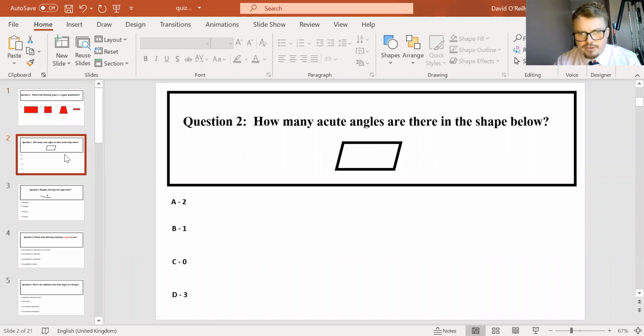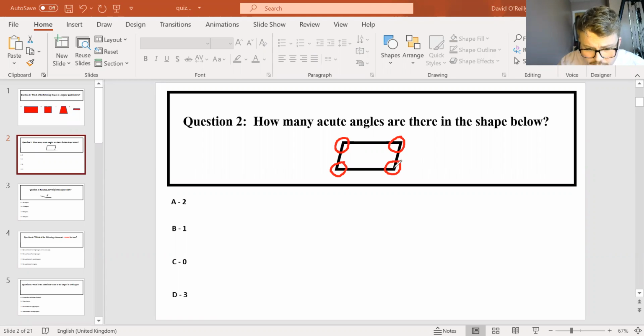Question 2. How many acute angles are there in the shape below? Okay, so best thing to do here is to first of all locate the angles. There's 1. There's 2. There's 3. There's 4. Now we just have to look at each angle one at a time to see whether or not they are less than 90 degrees. If they're less than 90 degrees, then we know that they are acute angles.